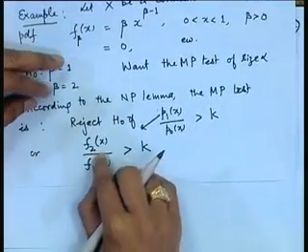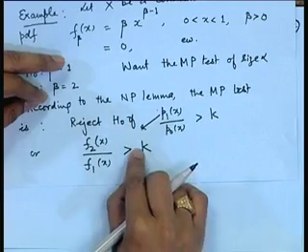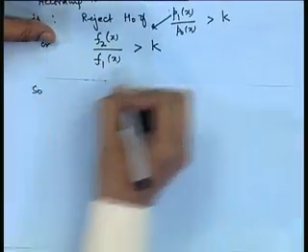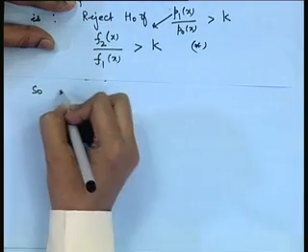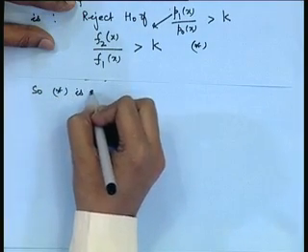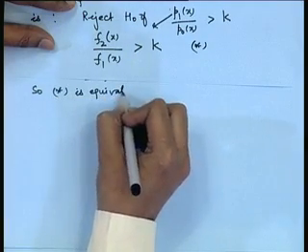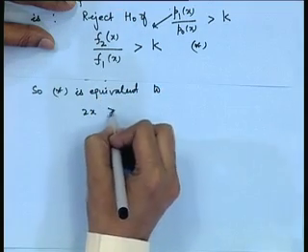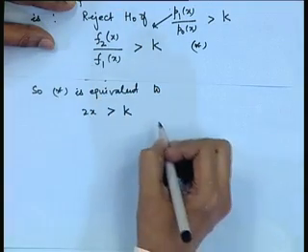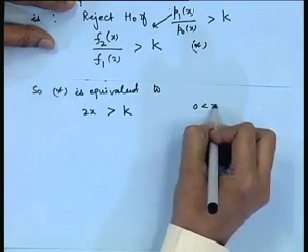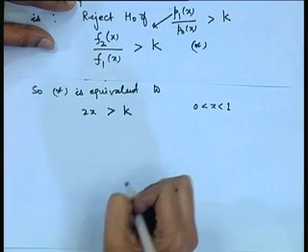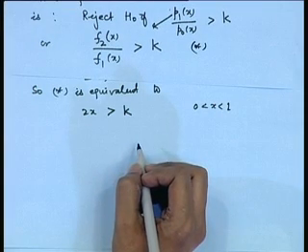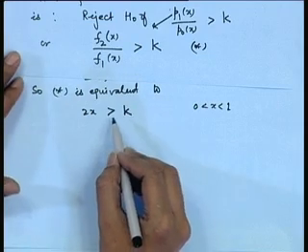So, the statement f2(x) by f1(x) greater than k, let me call it A star, is equivalent to 2x divided by 1 is greater than k. Of course, here you are taking 0 less than x less than 1.